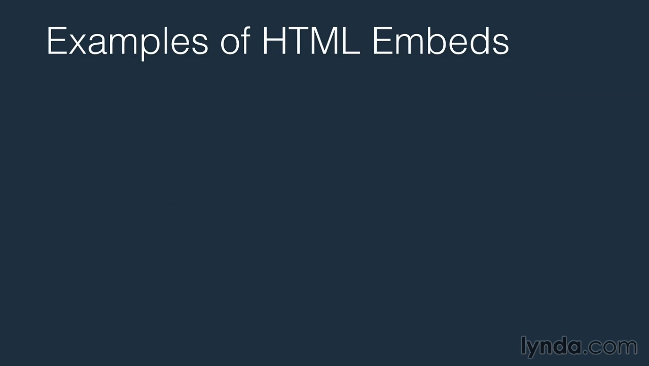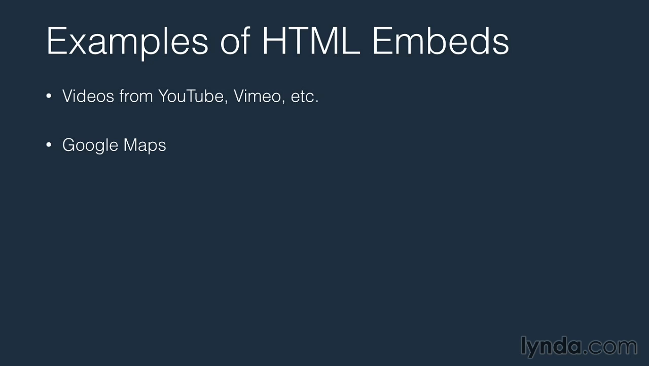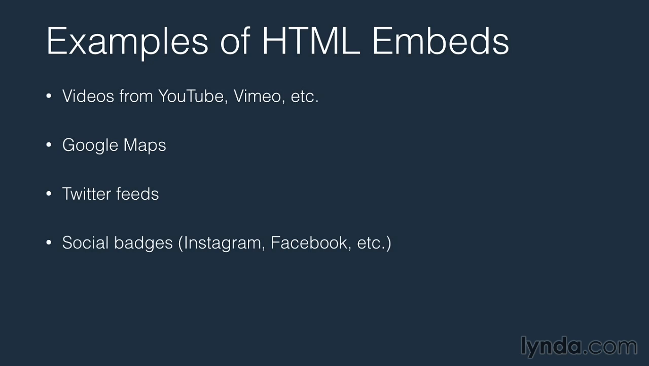Some examples of HTML embeds include videos from YouTube, Vimeo, and different kinds of sites like that. Google Maps also has a shareable and embeddable version of its interactive maps feature. Twitter feeds can also be directly embedded into websites, and different social badges like those from Instagram, Facebook, etc. All of those things are easily added to websites using something called an arbitrary HTML embed code. And so what I'm going to show you is how to do that inside your Adobe Muse website.